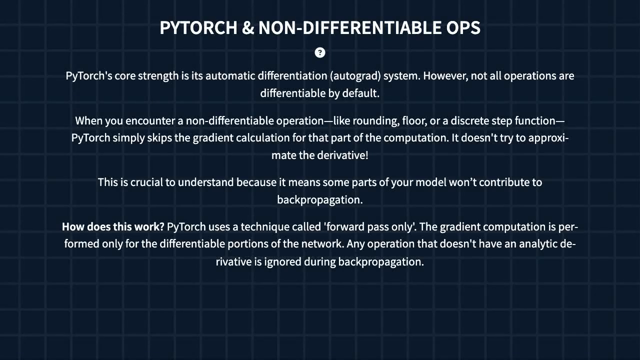Okay, let's talk about how Pytorch deals with operations that don't have derivatives, things like rounding or taking a floor. Pytorch's brilliant autograd system automatically figures out how to calculate gradients for most of your code. But not everything is differentiable. When you run into an operation like rounding, for instance, Pytorch just says forget about it. It skips calculating the gradient for the specific part of the calculation. This means that portion won't influence how the model learns. It's effectively ignored during backpropagation. It's a forward pass only kind of situation. We're only interested in what *is* *differentiable*.